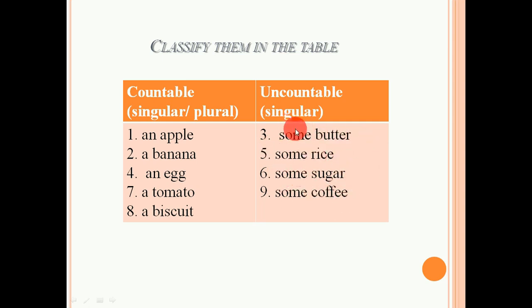So keep this point in mind. خلوا النقطة هذه في بالكم. With uncountable nouns كيفاش نعبروا على الكمية نتاعهم؟ We use some. With countable nouns in the singular form نحطوا a ولا an. Okay. Keep this point in mind. خلوا النقطة هذه في بالكم. We move to step number 2.